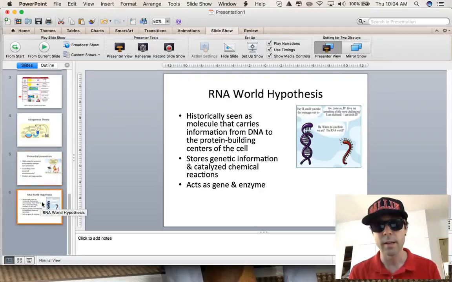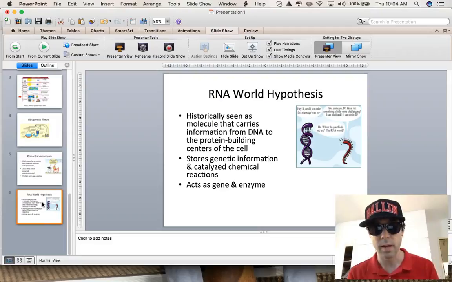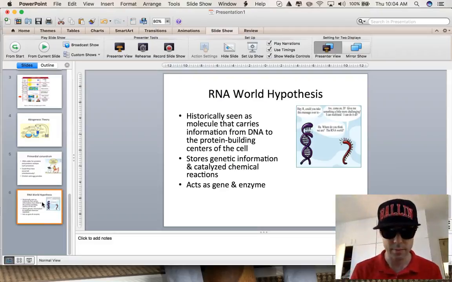The next slide is RNA World Hypothesis. RNA World Hypothesis says that RNA can code for proteins, but also can act like a protein. It acts as a gene and an enzyme.